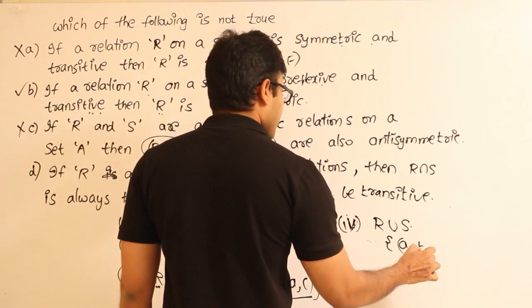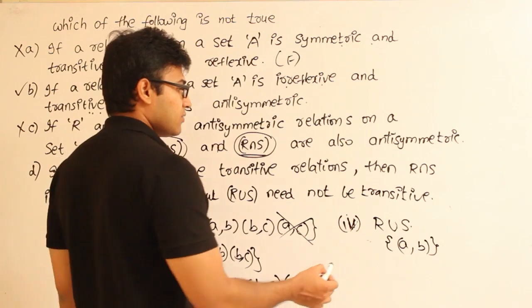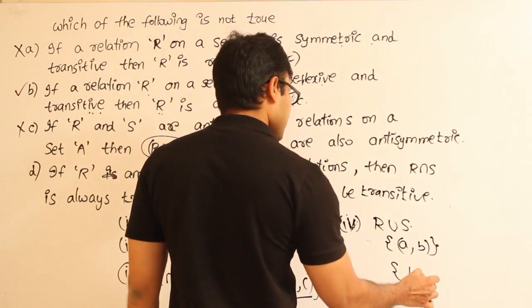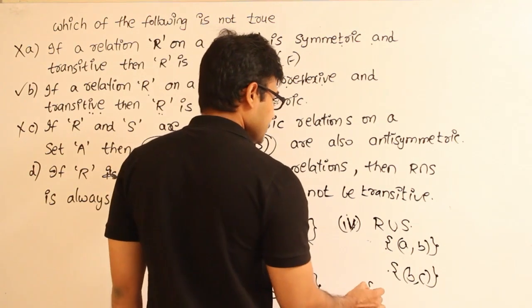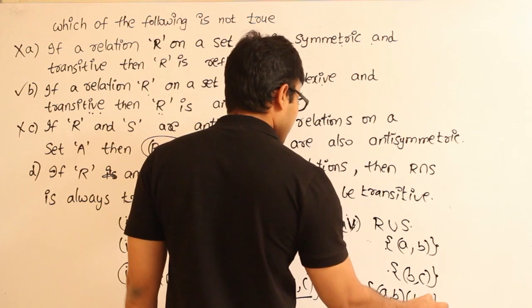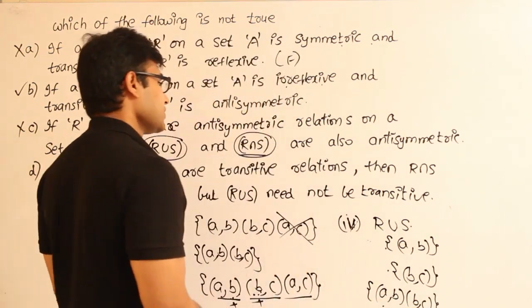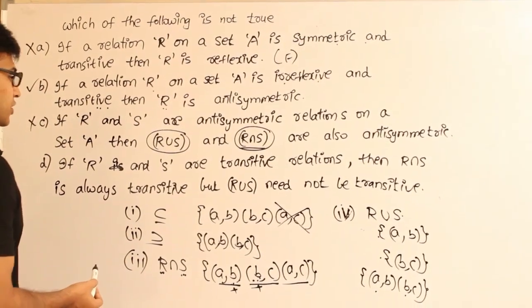Let us say A comma B is a relation. It is of course transitive, and let's say one more relation is B comma C. It is of course transitive. Now if I take the union of these two relations, then we are going to get A comma B and B comma C, which is not transitive. Got it? Therefore they are not closed under union operation.